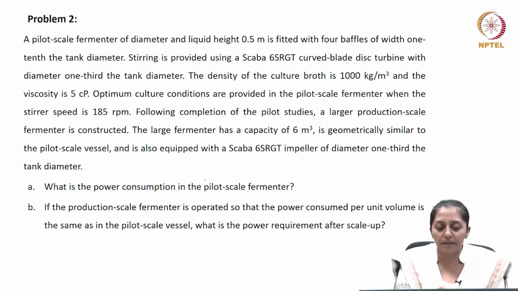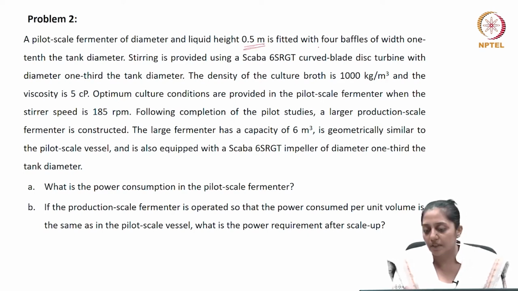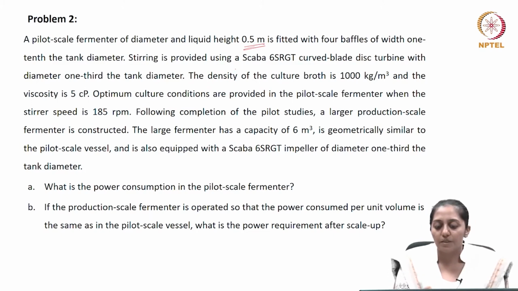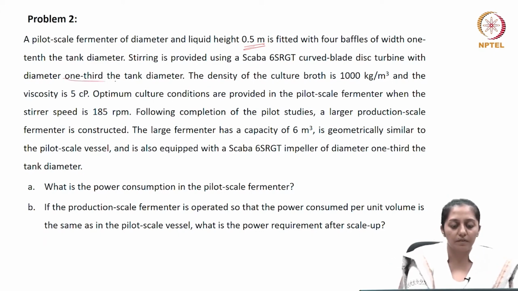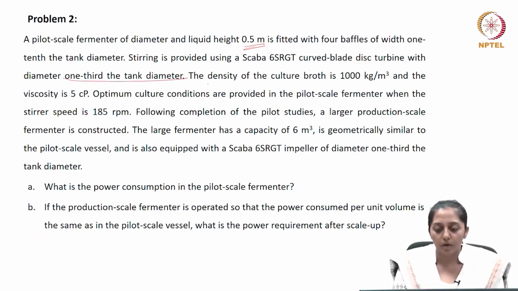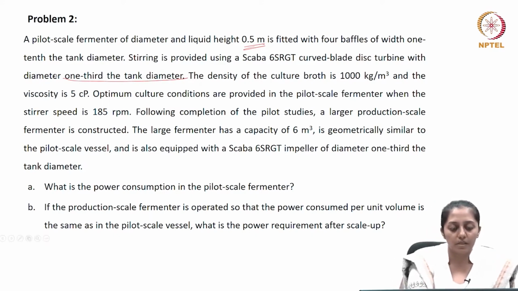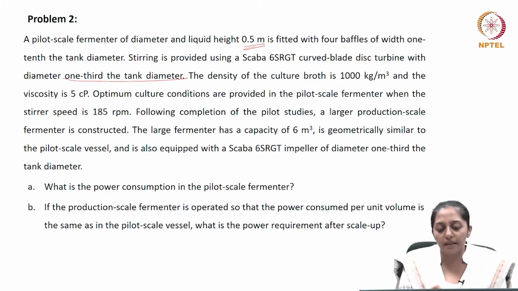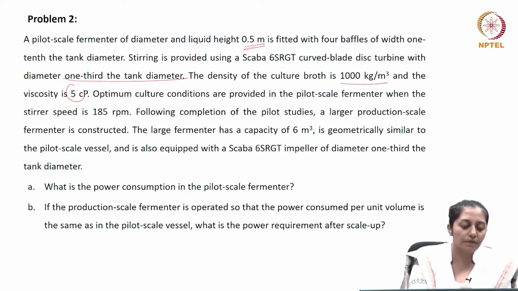A pilot scale fermenter, with diameter and liquid height both 0.5 meters, is fitted with 4 baffles of width 1/10 of the tank diameter. Stirring is provided using a Scaba curved blade disc turbine, whose impeller diameter is 1/3 of the tank diameter. The density of the culture broth is 1000 kg per meter cube. The viscosity is 5 centipoise.